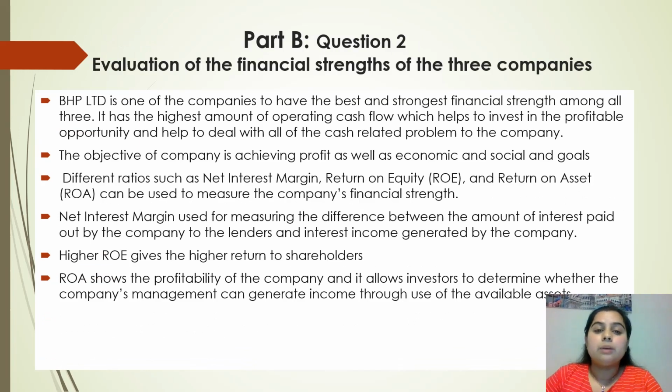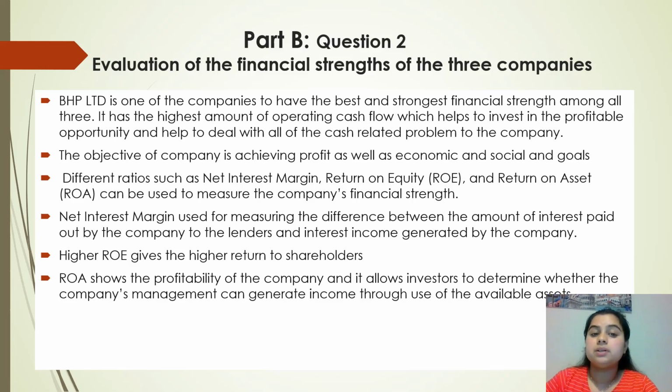Moving on to part B, question 2: evaluation of the financial strength of the three companies. BHP Limited is the company with the best and strongest financial strength among all three. It has the highest amount of operating cash flow, which helps it invest in profitable opportunities and deal with all of the company's cash-related problems.